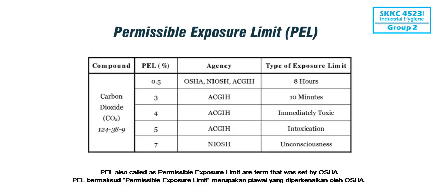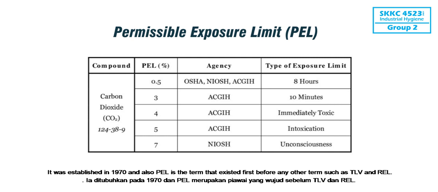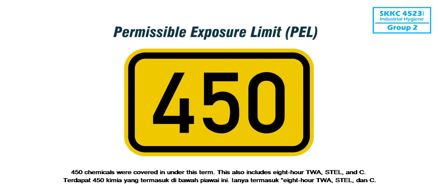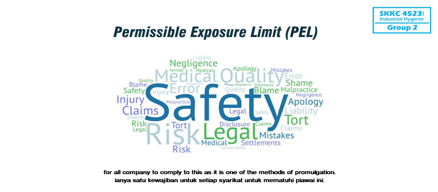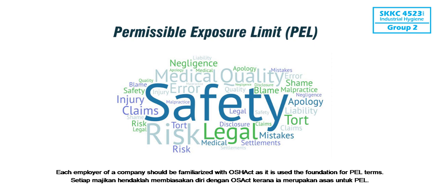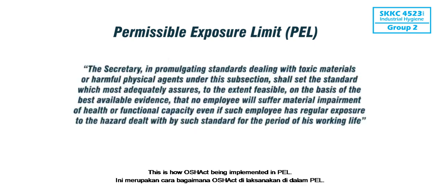PEL, also called permissible exposure limit, is a term that was set by OSHA. It was established in 1970, and PEL is the term that existed first before any other term such as TLV and REL. 450 chemicals are covered under this term. This also includes 8-hour TWA, STEL and C. This is also legally enforceable, meaning that it is important for all companies to comply with this, as it is one of the methods of promulgation. Each employer of a company should be familiar with the OSH Act, as it is used as the foundation for PEL terms. This is how the OSH Act is implemented in PEL.